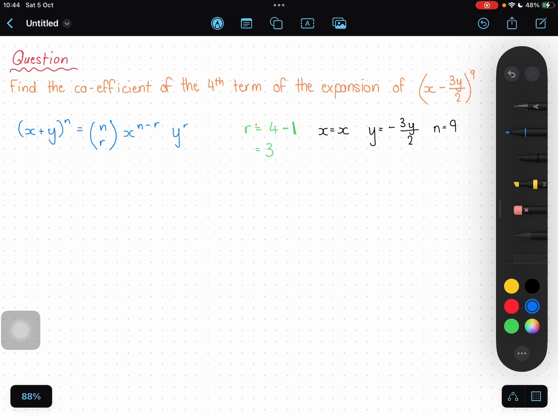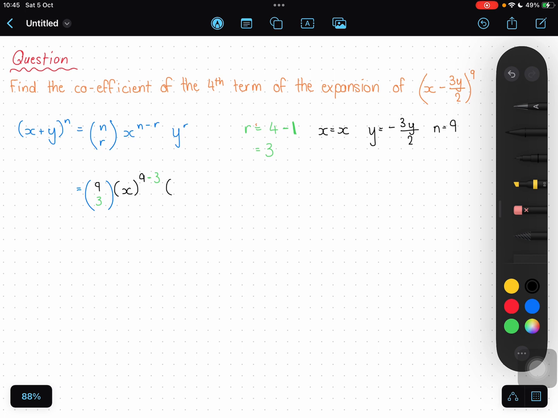Okay, so if I want to do this out, just if I want to color code it here so that you can see exactly what I'm doing, n was the original power, so 9. Then we said that we were looking at the fourth term, so r is 3. Okay, next thing I have to do is fill in the first term from my bracket, which was x, and that has a power on it of n minus r. So the number 9, take away the number 3 because it's our fourth term.